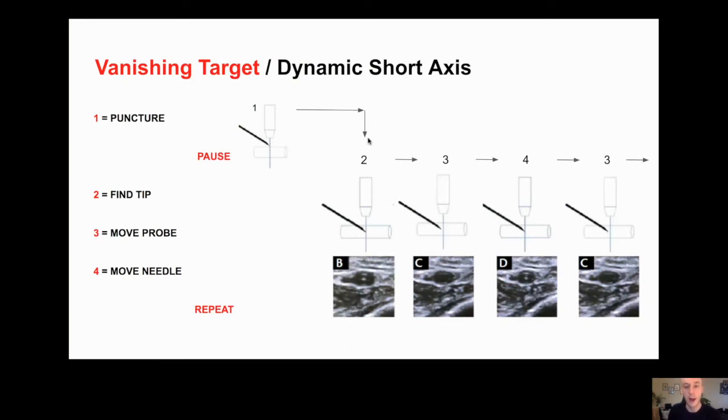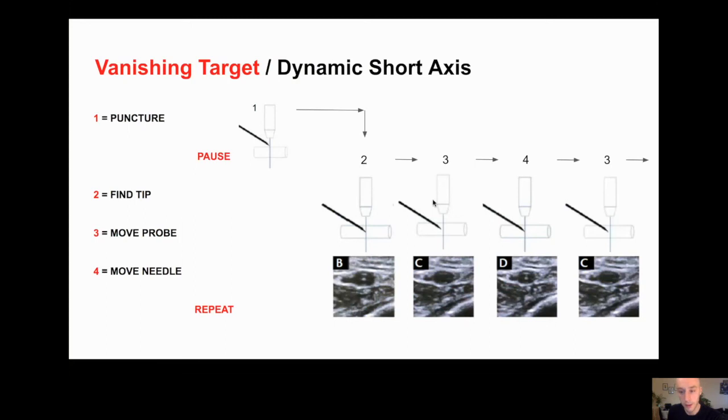Now we're at number 2, and this is when we start doing the vanishing target technique. So what you're going to do is move one thing or the other. You move the probe forward until you lose the dot. Here you can see the dot. The needle is staying still, but the probe is moving forward. Now we can't see the needle tip anymore. The dot has vanished. And now we're going to hold the probe still and move the needle forward until the dot reappears.